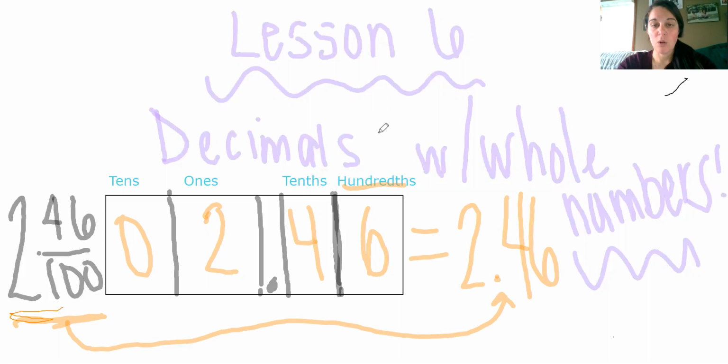Again, what would I do without my place value chart, right? Okay. How about we do one the other way? Now let's take a decimal and turn it into a fraction, okay? So now, what if I have 3 and 29 hundredths, and I want to make that into a fraction? How do I do it?